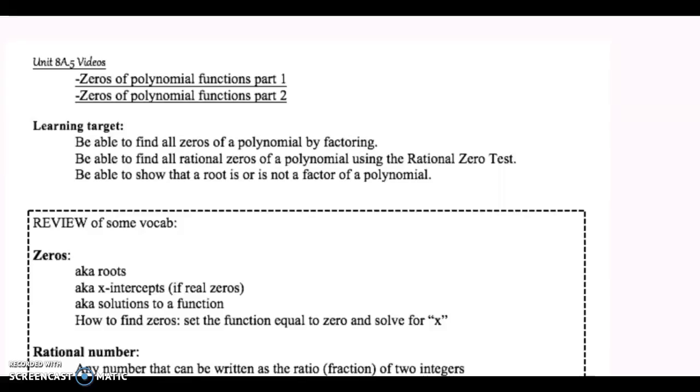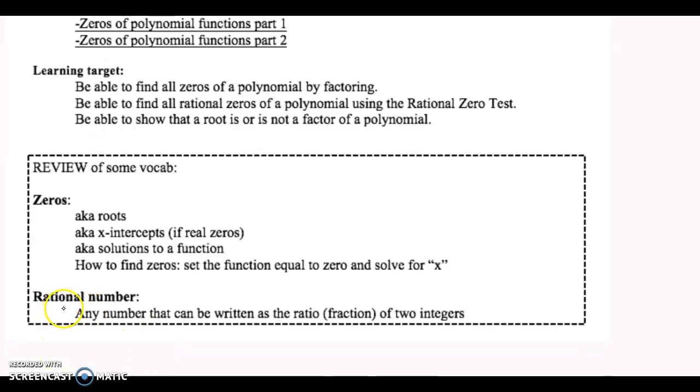Guys, this is going to be unit 8A.5. This is going to be called Zeros of Polynomial Functions, and it's divided into two parts. I just want to review some vocab before I go into any of the problems. A zero, this was from last unit, is also known as a root. It's known as an x-intercept, and it's also known as a solution.